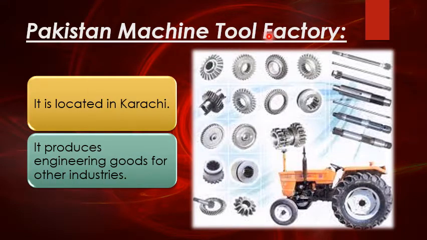So if we talk about the location of Pakistan Machine Tool Factory, it is located in Karachi. It produces engineering goods for other industries. As you can see in the picture, many of the tools are here. So Pakistan Machine Tool Factory produces a number of tools and a number of engineering goods. Now these engineering goods are used by other industries.